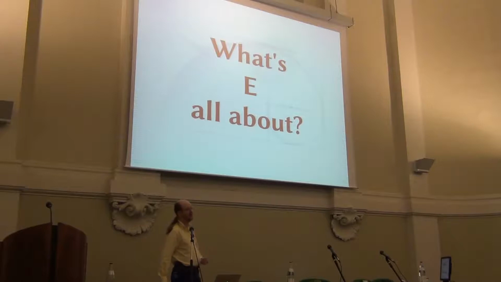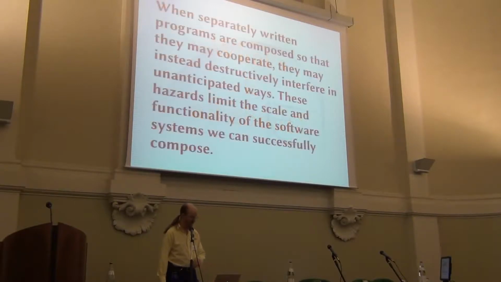So what is the E language about? Most of the information that I'm going to present today I got from Mark Miller's doctoral thesis, which was on the E language. He was one of the original developers and probably the chief person today. And in the abstract of his thesis, he says this: when separately written programs are composed so that they may cooperate, they may instead destructively interfere in unanticipated ways. These hazards limit the scale and functionality of the software systems we can effectively, successfully compose.